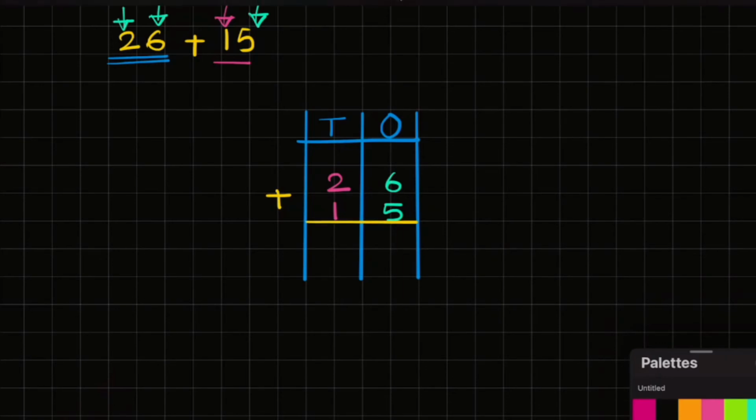So let's start from the ones column. It is 6 plus 5. Like I have said before, you can either do object drawing, but since it's 6 plus 5, we already know doubles. 5 plus 5 is 10. Since we are doing 5 plus 6, that is 1 more than 5, that means 1 more than 10 is 11, and that's our answer.